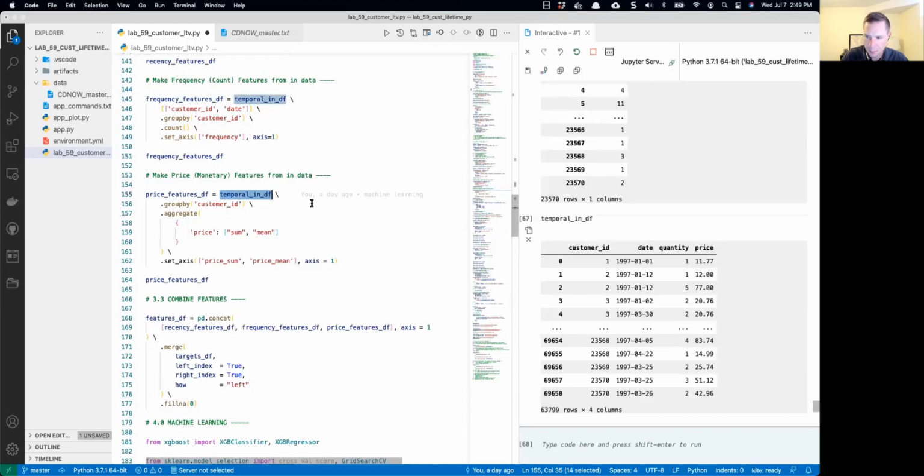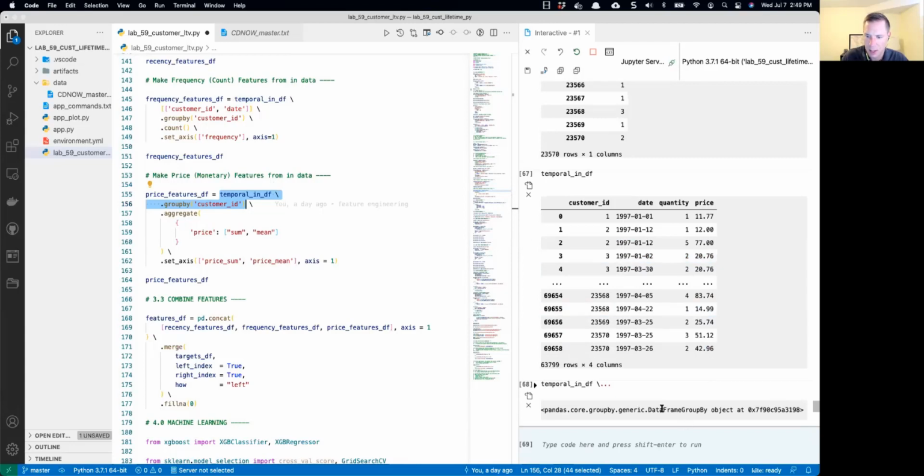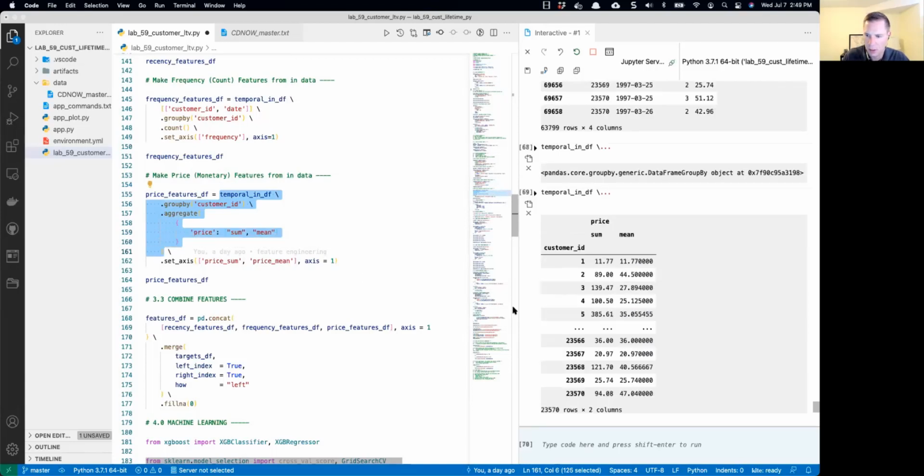This time, what we want to do is focus on the price column. So we're going to apply an aggregation. I'm going to group by the customer ID, which creates a group by object, and then I'm going to aggregate the price column using the sum and mean functions. When I do this and hit shift enter, it creates a multi-index.